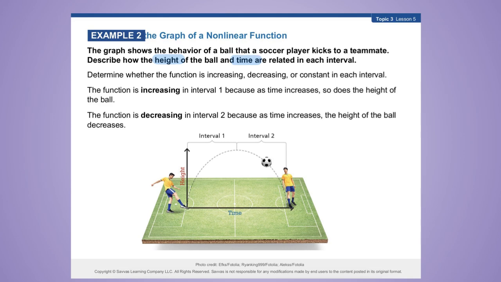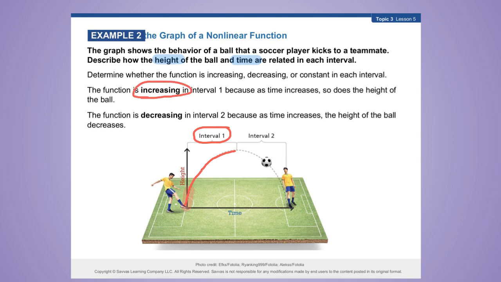So first we're going to determine whether the function is increasing, decreasing, or constant during each interval. If you look at this first one, as time is going up, let me get a different pen for this. As time is increasing, so is the height of the ball. So they are calling this first interval an increasing interval.